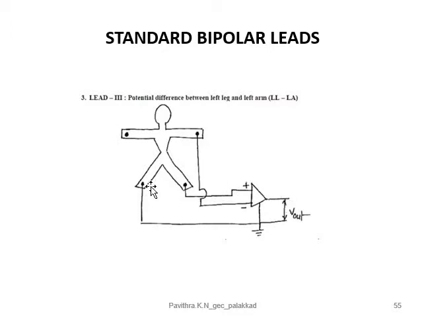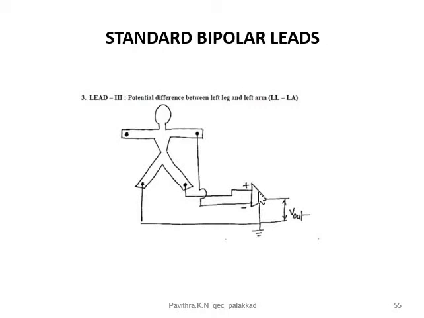That is, a reference electrode is placed at the right leg itself. In all three leads, the reference electrode is placed at the right leg. So the output is obtained in reference to it from the output of the operational amplifier. So these are the three configurations of the standard bipolar leads.